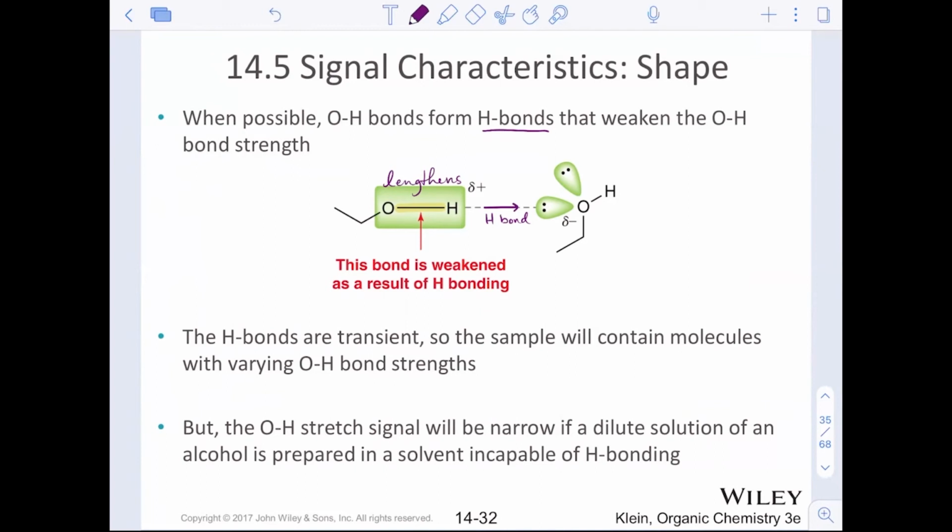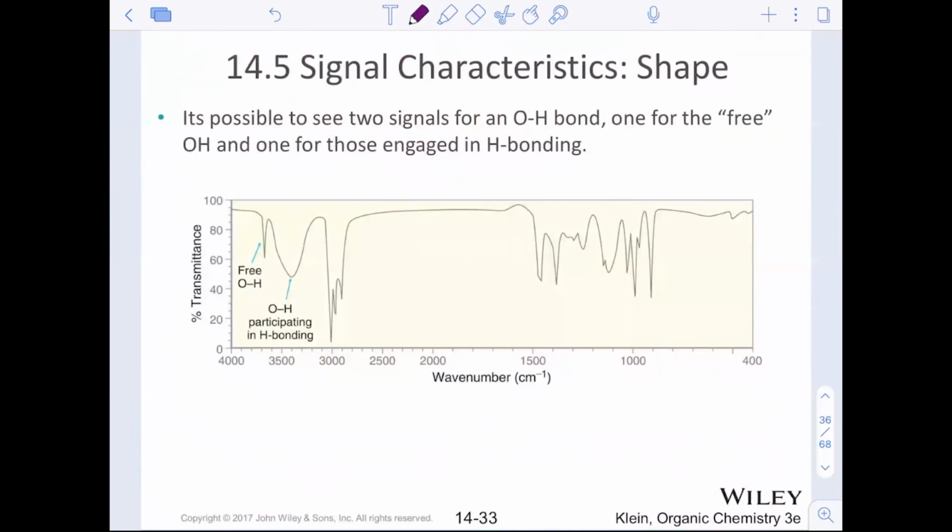But the OH stretch signal will be narrow if we use a dilute solution of an alcohol, and if it's prepared in a solvent incapable of hydrogen bonding. So very difficult to do, but it is possible. And what that usually looks like is this. We do see a broadening of a little peak and then a free OH peak. The free OH peak would be one that is free of hydrogen bonding. When it's dilute, it can look like that.